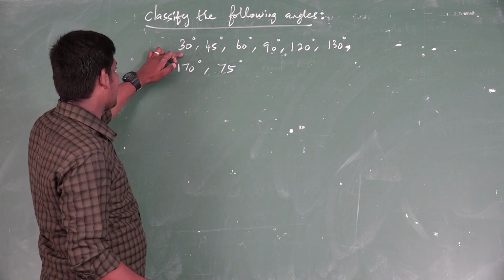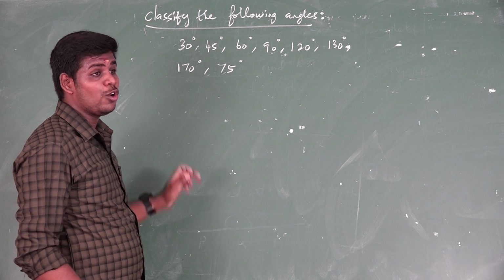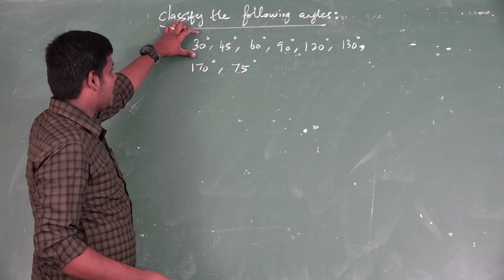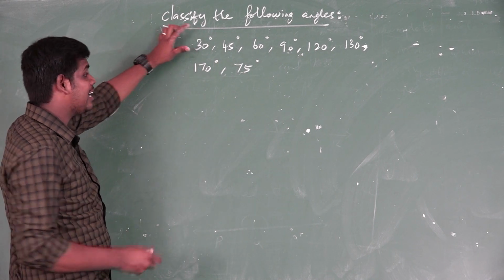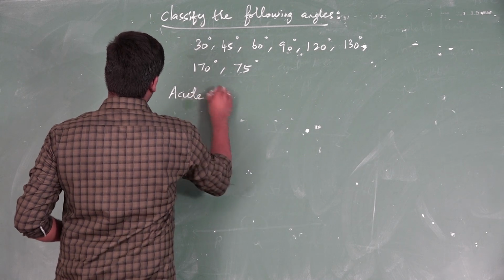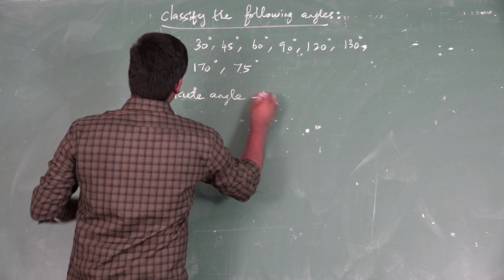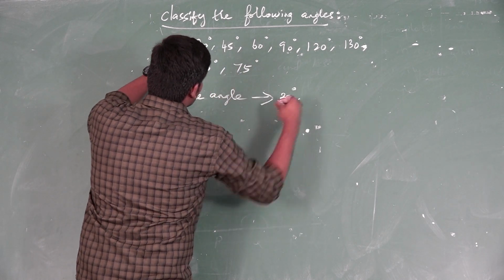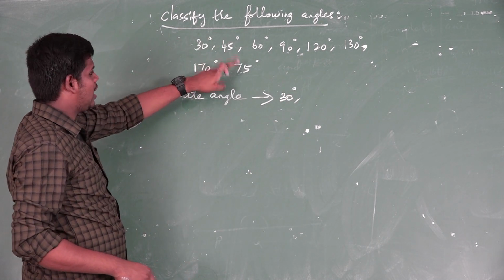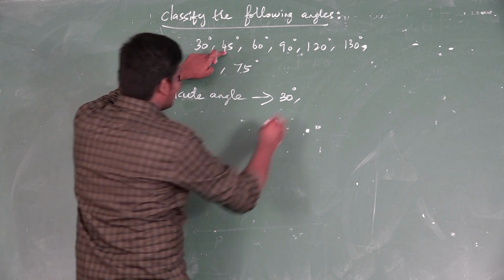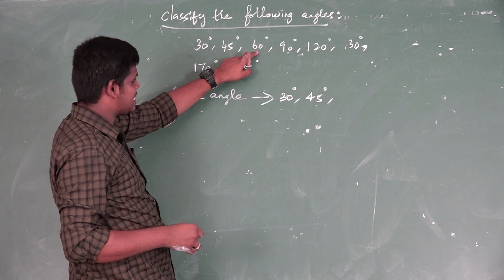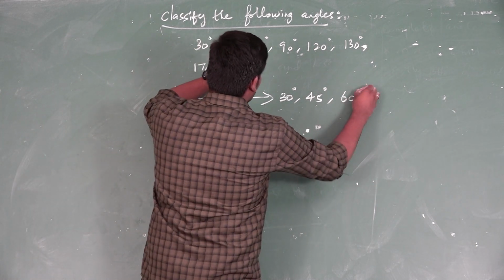The first, we can classify 30 degrees. We know more than 0 degrees and less than 90 degrees is called an acute angle. So 30 is which angle? Acute angle. So 30 degrees is an acute angle. Next, any number in between 0 and 90 is called what? Acute angle. So 45 also is an acute angle. Up to 90, here only 60 is given. This also is an acute angle.